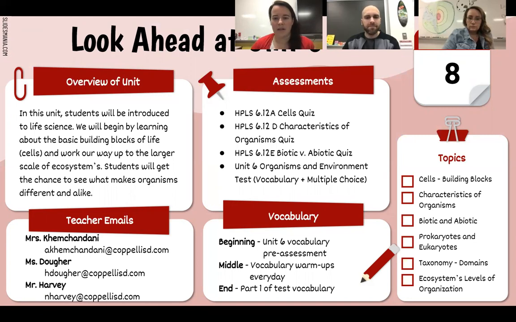So some assessments that are going to be happening within that unit, we'll have a cells quiz, we'll have a quiz on characteristics of organisms, and then we'll have a quiz on biotic and abiotic. These are our 3 high priorities for this unit. And then of course we will end with our test, which will be a 2-part test like all of our tests, the first part being vocabulary and the second part being a multiple choice over the content.